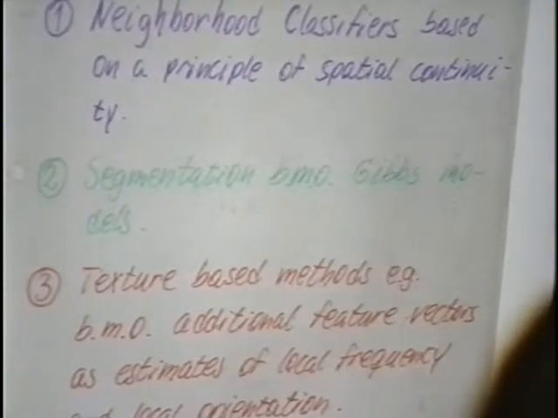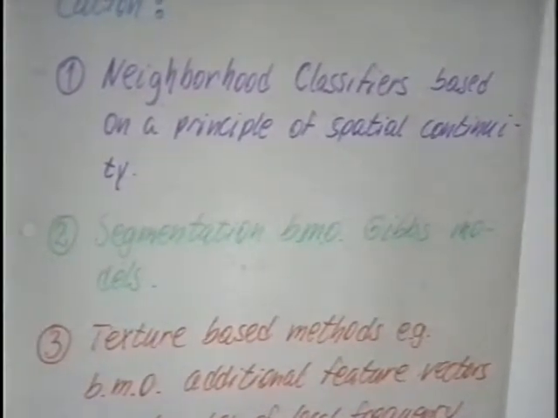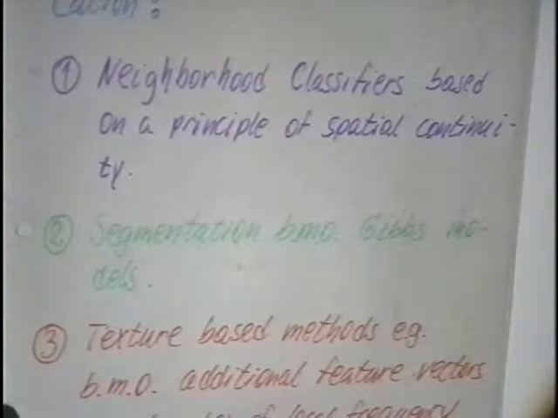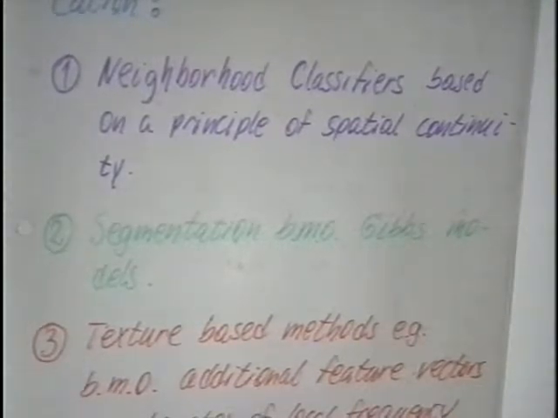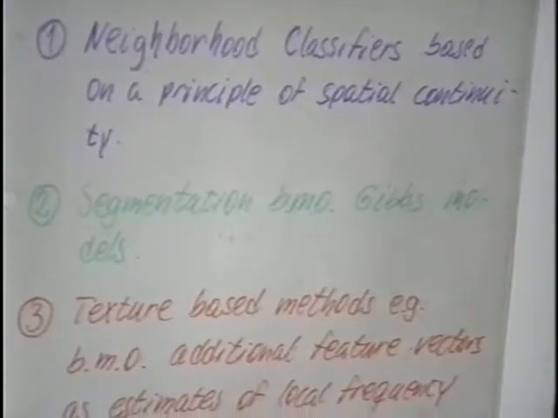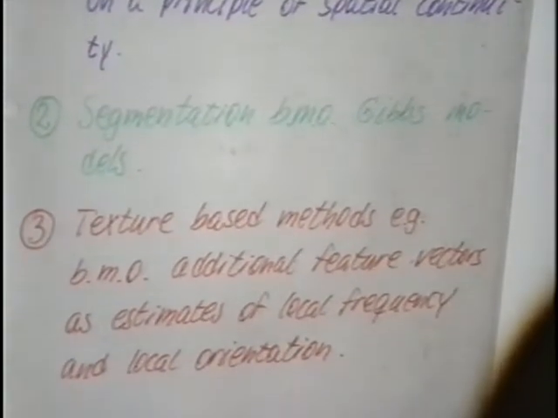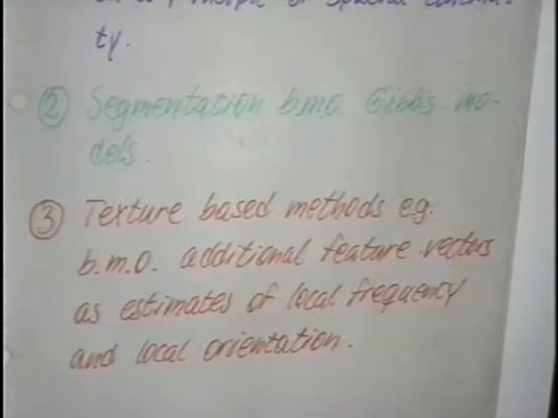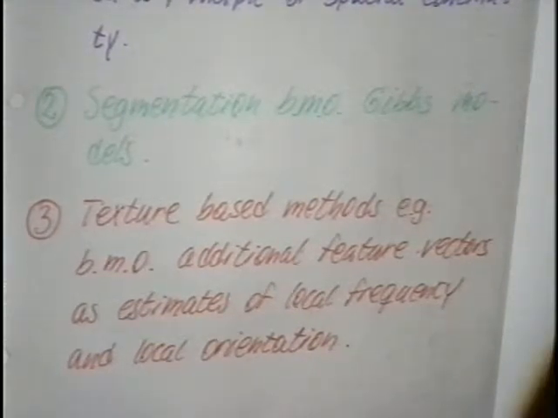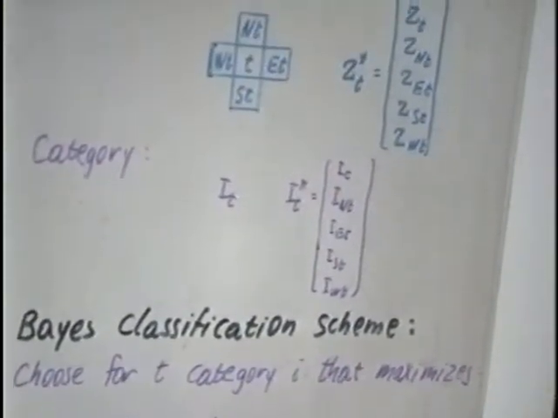You could have some neighborhood classifiers that introduce Markovian models for the populations themselves. You may do segmentation by means of Gibbs models, where you again have some kind of Markovian structure. Or you may use some kind of texture measures that are smoothed over some areas in order to obtain these results. And there's been a very extensive literature in recent years on these neighborhood classifiers.